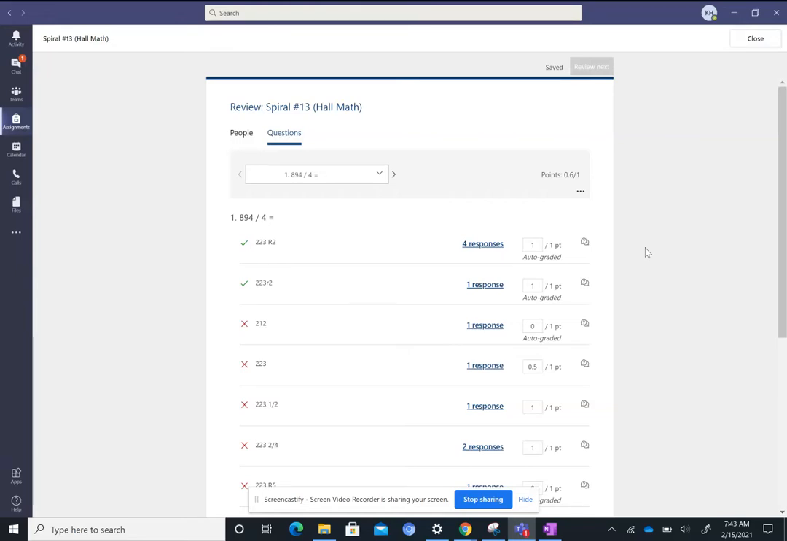Good morning. I want to go over Spiral 13, which was assigned last week, just to make sure that we're all on the same page so that when you have your next spiral, if you have a similar question, hopefully we can all get them right.